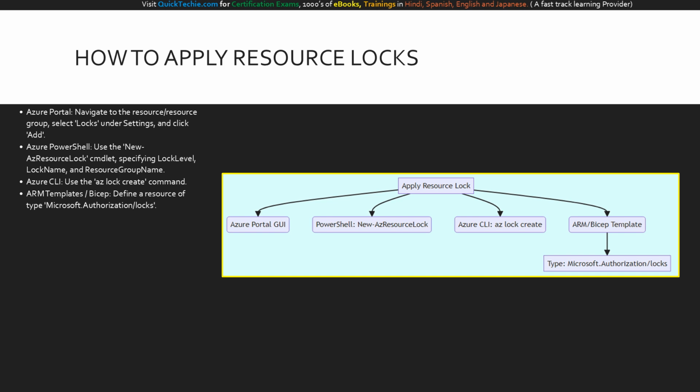Here we see the multimodal deployment options for resource locks. Starting from the top, you can choose the manual GUI approach via the Azure portal. Moving down, we have the scripting options with PowerShell and Azure CLI, excellent for quick administrative tasks. Finally, at the bottom, we have the declarative approach using ARM or Bicep templates, which embeds the lock creation directly into your deployment code, representing true infrastructure as code maturity.